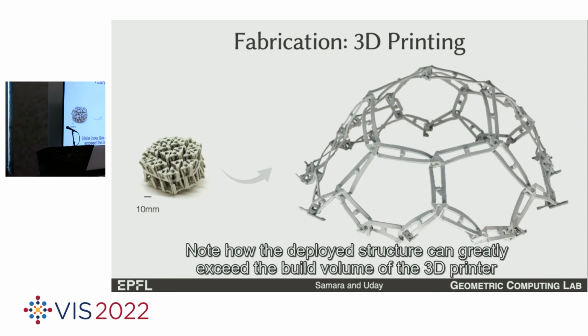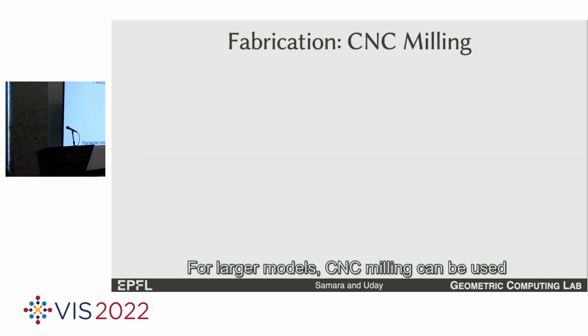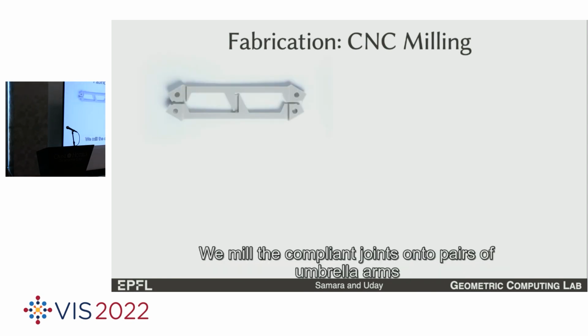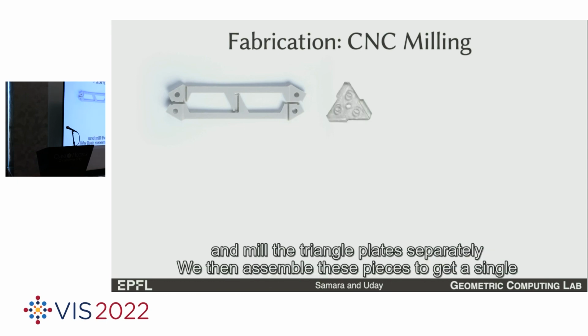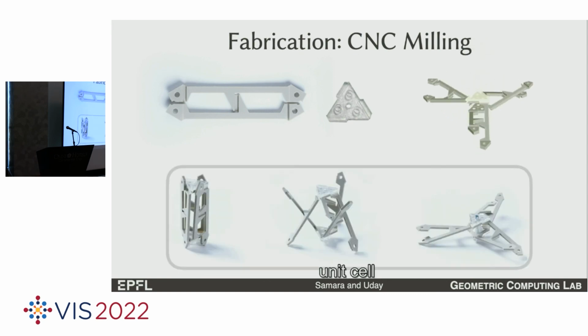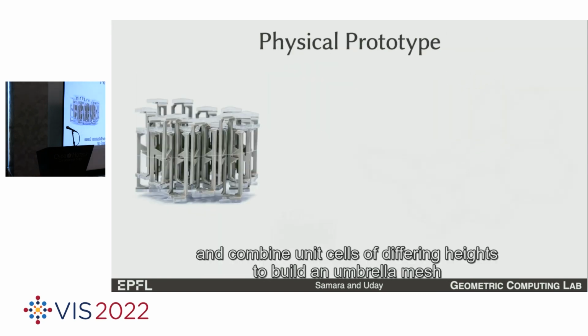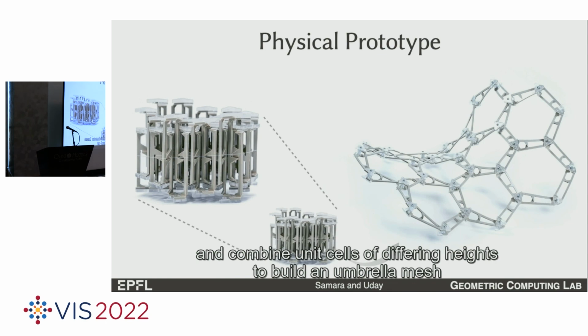Note how the deployed structure can greatly exceed the build volume of the 3D printer. For larger models, CNC milling can be used. We mill the compliant joints onto a pair of umbrella arms and mill the triangle plates separately. We then assemble these pieces together to get a single unit cell, and combine unit cells of differing heights to build an umbrella mesh.